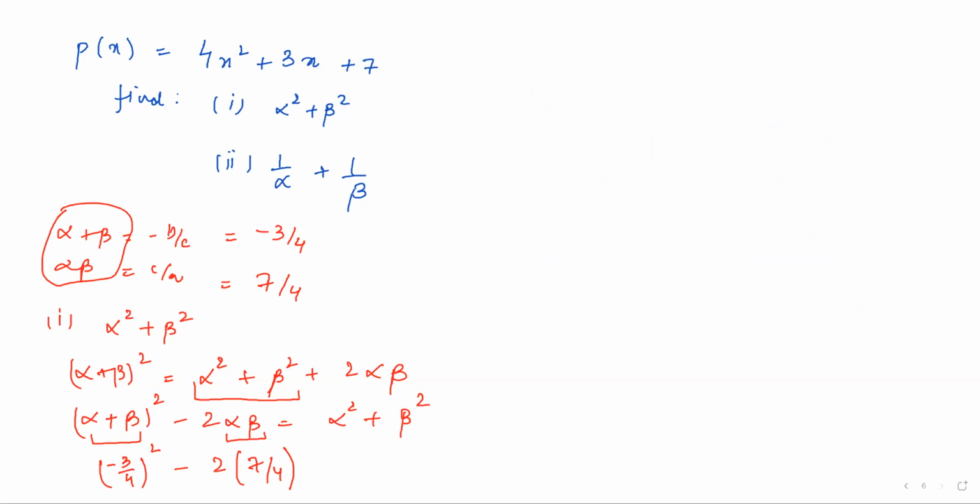So there is an identity which relates the two. Alpha plus beta whole square is not equal to alpha square plus beta square. It is alpha square plus beta square plus 2 alpha beta. That's the formula. Remember? Yes, Abdullah, remember? Okay, so from here, you will just solve these numbers and you will get alpha square plus beta square.